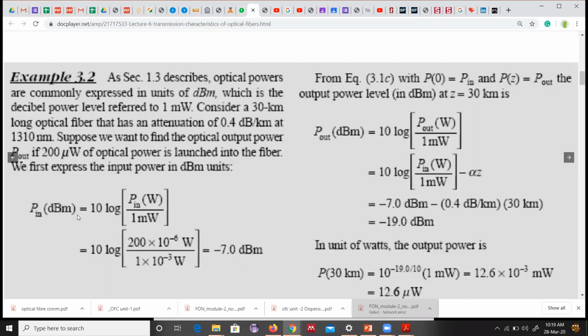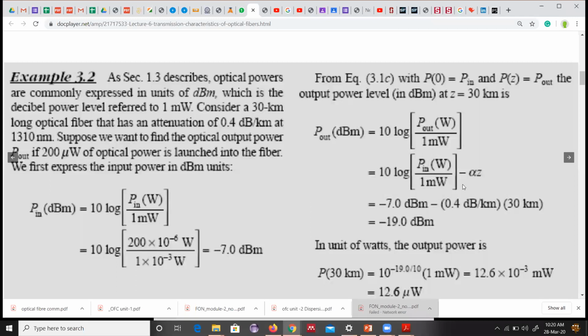So input power in dB milli is 10 log to the base 10 of power in watts divided by 1 milliwatt. I think this should be P in. Input power is 200 microwatt. So 10 log to the base 10 of input power, 200 microwatt, divided by 1 milliwatt will give you power in dB milli. So using the same expression for output power, output power in dB milli is 10 log to the base 10 of output power in watts divided by 1 milliwatt.